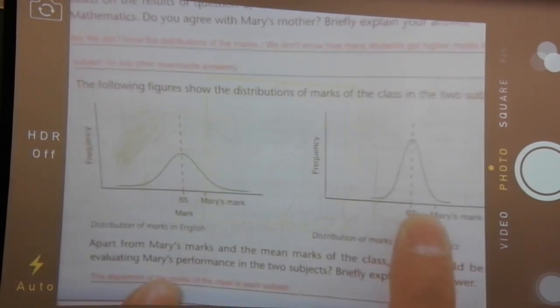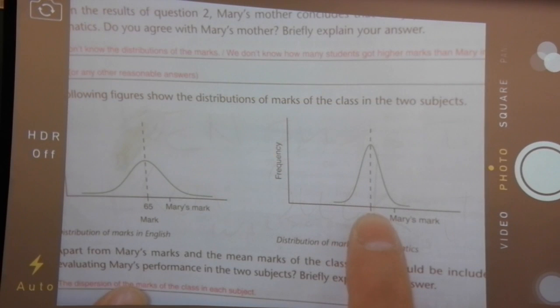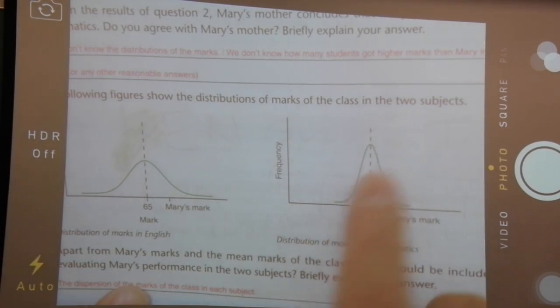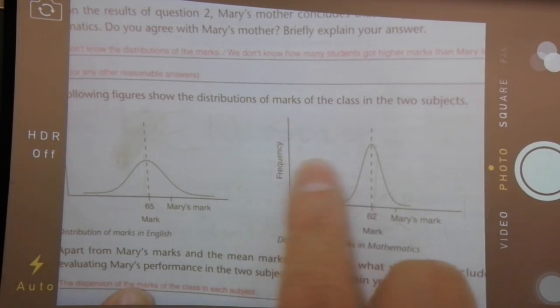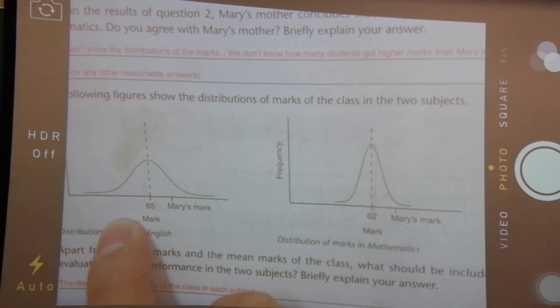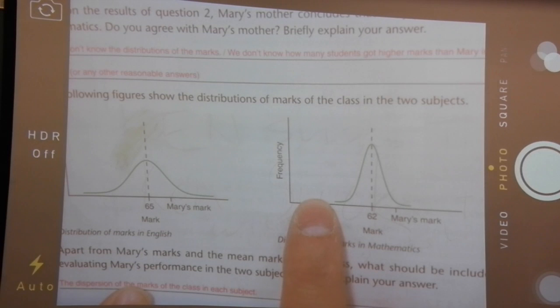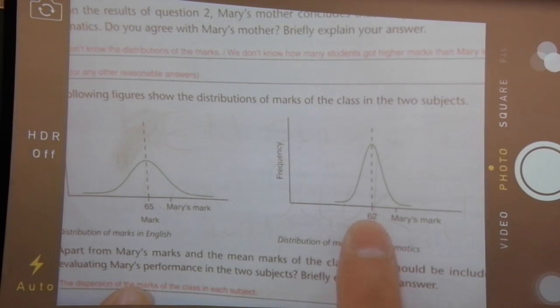And then here is a marks for another subject. You can see that the shape of the graph, although not the same, but actually they are similar. They are similar. The average here is 60 marks.